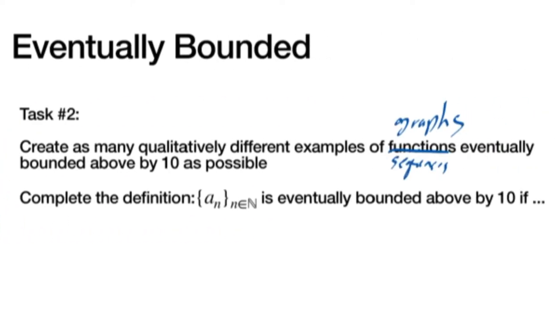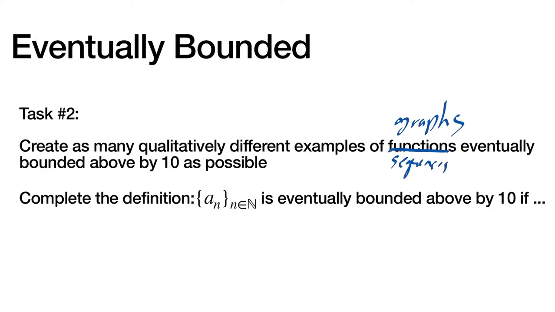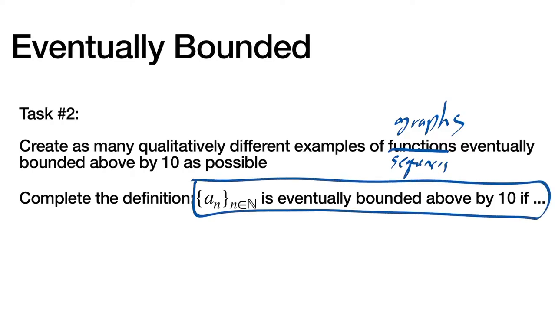Create as many qualitatively different examples of sequences eventually bounded above by 10 as possible, and then try to create a definition of what it means for a sequence to be eventually bounded above by 10. If you get the words sequence and function backwards, you should be able to say the distinction and what's different about them. But they're also similar enough that I wouldn't be surprised if you sometimes say or even write the wrong word accidentally on your PowerPoint occasionally.